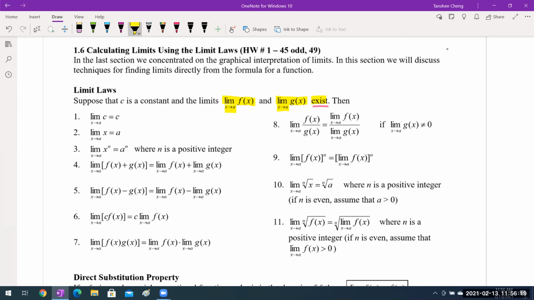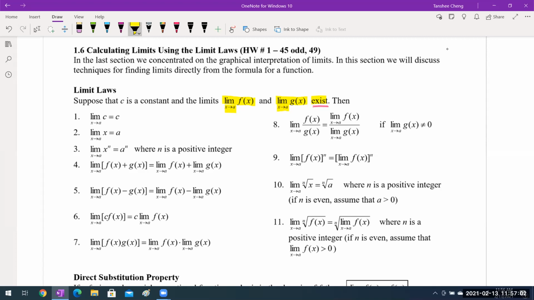If the function is the addition of functions, then we can say that the limit as x approaches a of the sum f of x plus g of x is the same as the limit as x approaches a of f of x plus the limit as x approaches a of g of x. Similarly for subtraction. These first laws, the first 3, 4, 5, and 6, will help us get a much quicker property that we're going to talk about very soon, direct substitution.